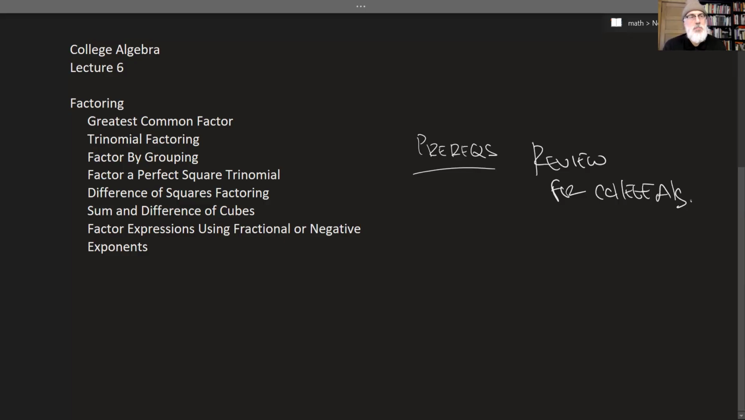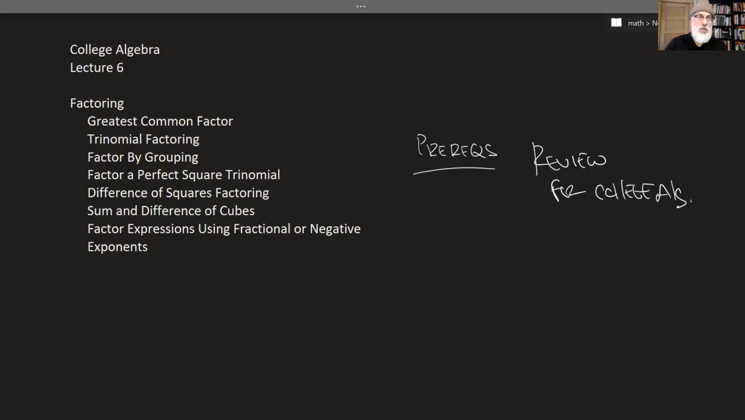And this is probably maybe the most important of the sections that we're going to cover. Polynomials is pretty important, but factoring is very, very important. We'll be using it a lot during the course. So it's something you want to have a handle on.